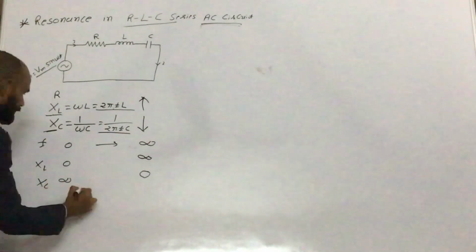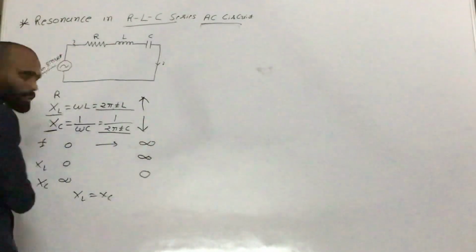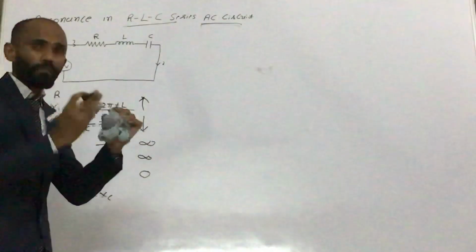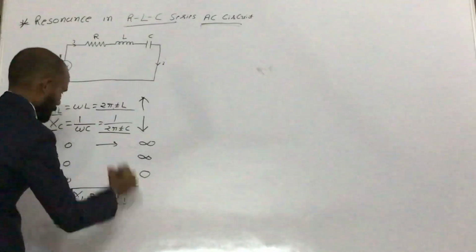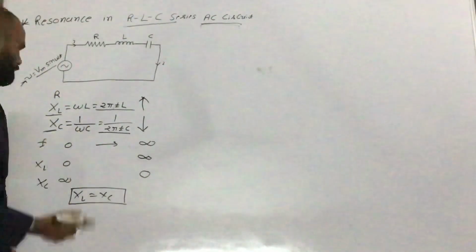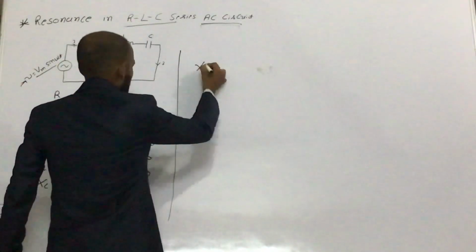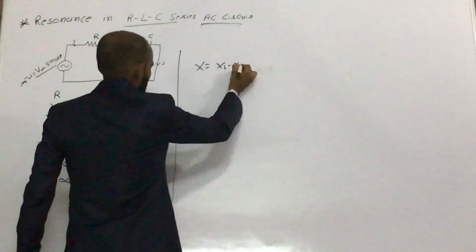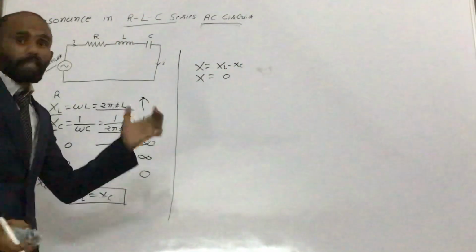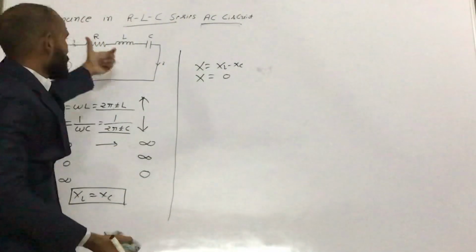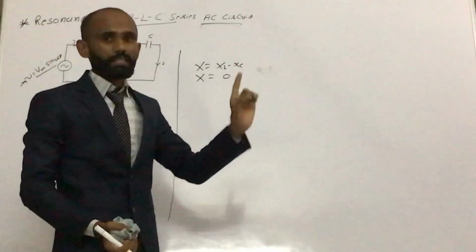Now at a certain frequency, XL becomes equal to XC. If we continuously increase frequency from 0 to infinity, then at a particular value of the frequency, both reactances, inductive reactance XL and capacitive reactance XC, become equal. Then the net reactance of this circuit, X, given by XL minus XC, becomes 0. When the net reactance of the alternating RLC series circuit becomes 0, this condition is called resonance in RLC AC circuit.